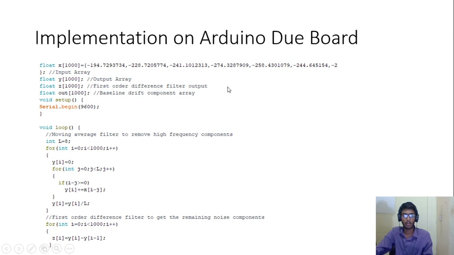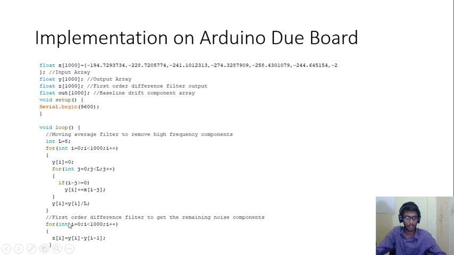So now let's see how this can be actually implemented on the Arduino Due board. First of all, we'll consider the sample size as 1000, as I told earlier. Y of 1000 will be our output array, Z of 1000 is the first order difference filter output, and out of 1000 is the baseline drift component array. So first of all, we will set the window size as L equals 8 and apply the moving average filter. Here, the signal that we obtain is the signal without the high frequency part.